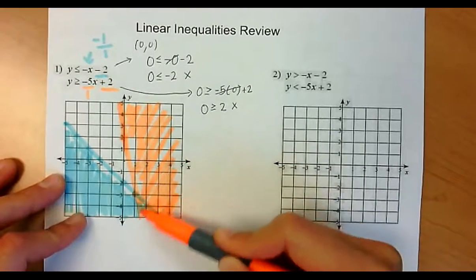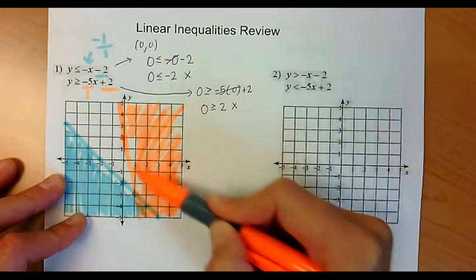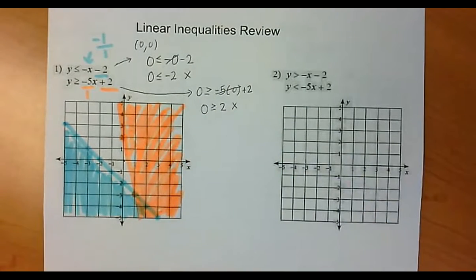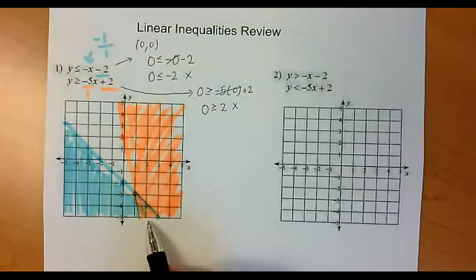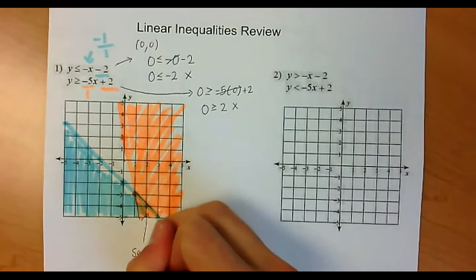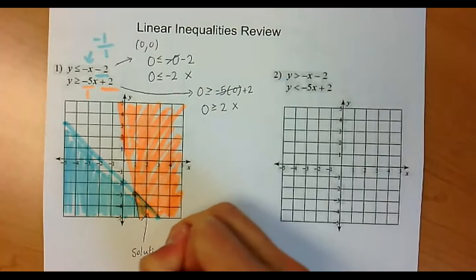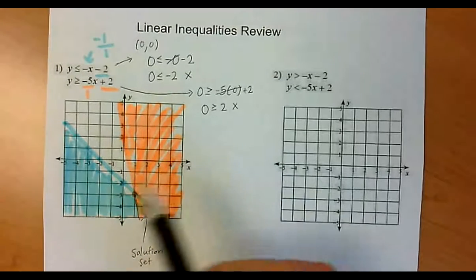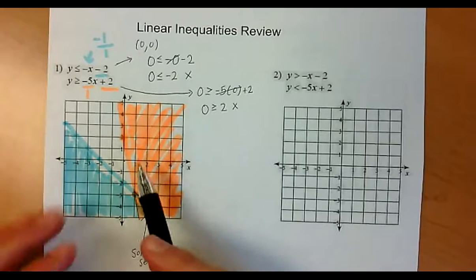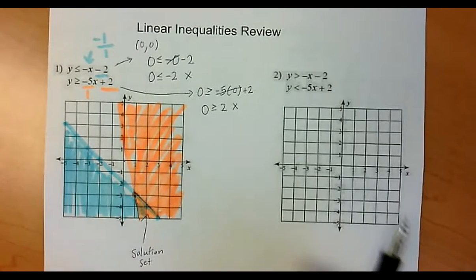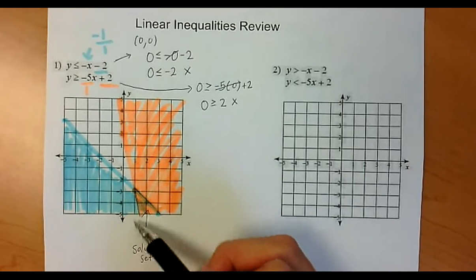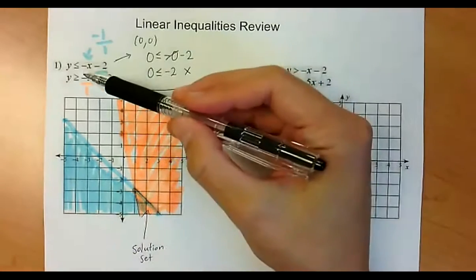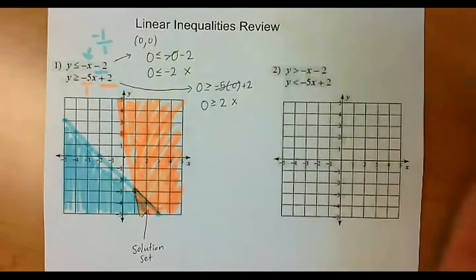So once I shade this side, you can see where my solution exists in this little region down here. That's my solution set. And remember, this is just a small window of this coordinate plane. So if you zoom out on this, this would become a very large area, a very large space. So any point inside this space is a solution. Any point on either of these lines, since they're solid lines, is a solution. That means that point would satisfy both of these inequalities.